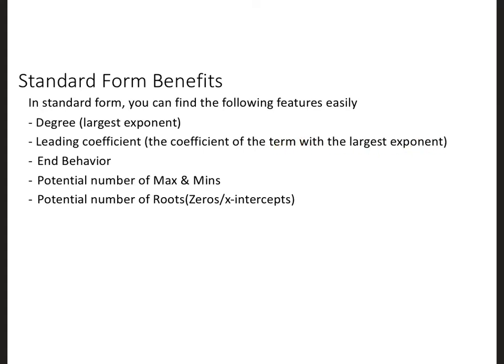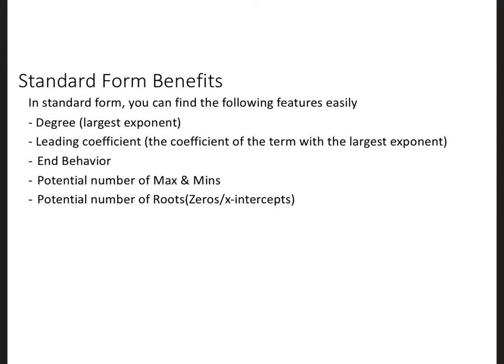Usually we use leading coefficients to describe whether the function is positive or negative. With the degree and the leading coefficient, you can determine the end behavior of the polynomial. You can also tell in standard form how many maxes and minimums the graph might have and how many roots the graph might have. Again, these are potential numbers, not guaranteed, but you can start to get a look at what the shape of this graph would look like.